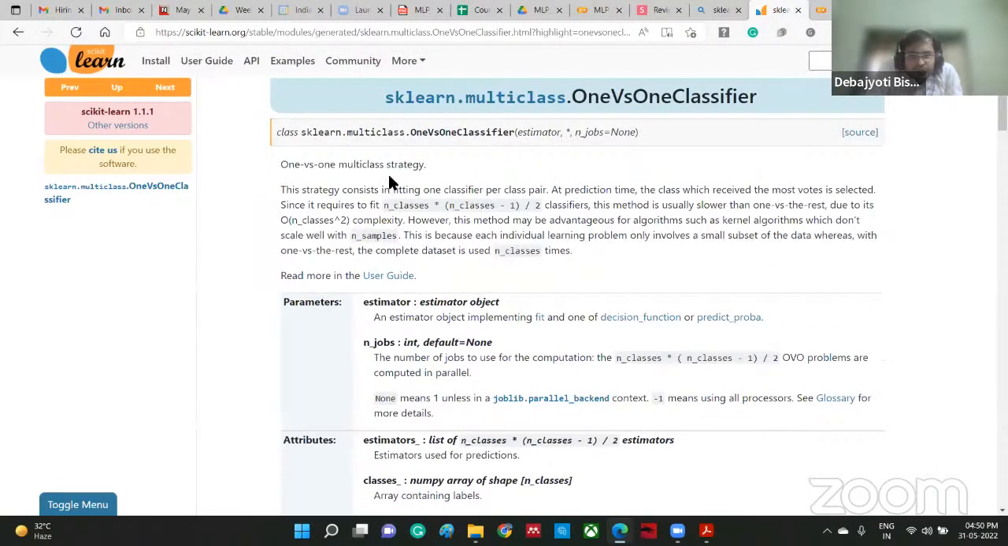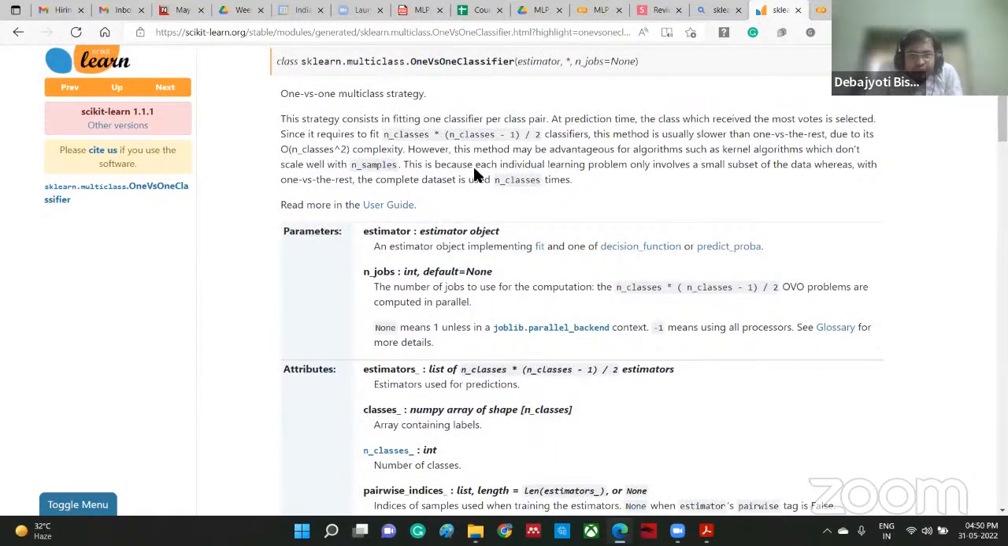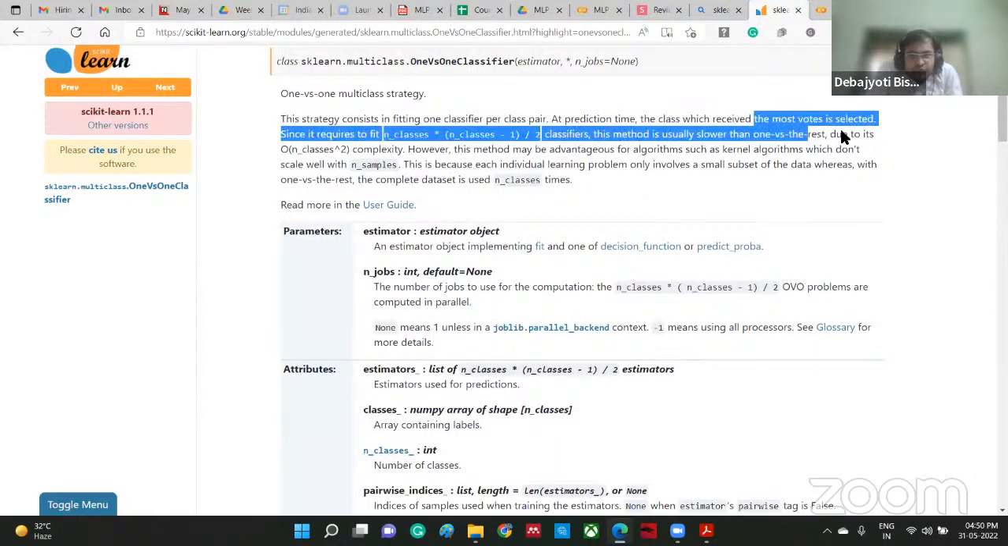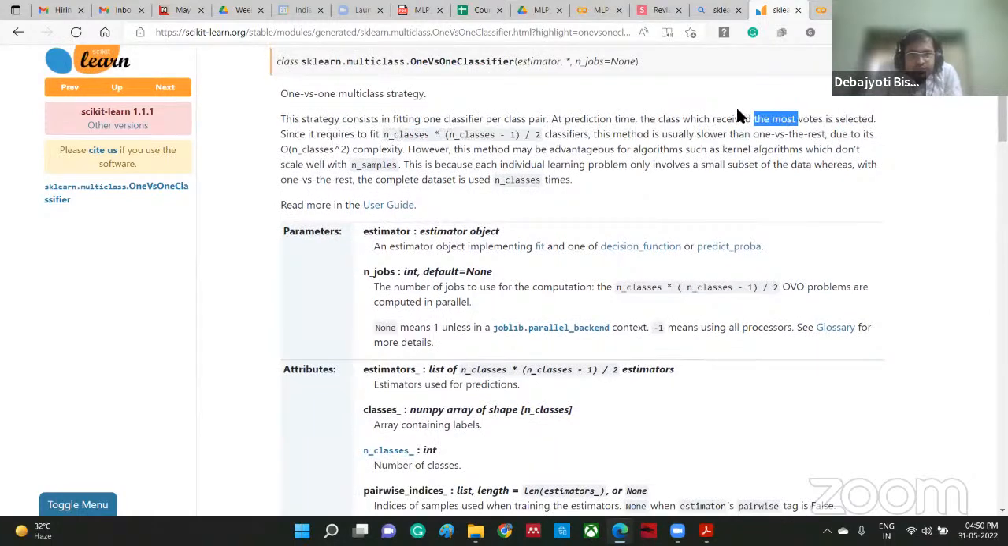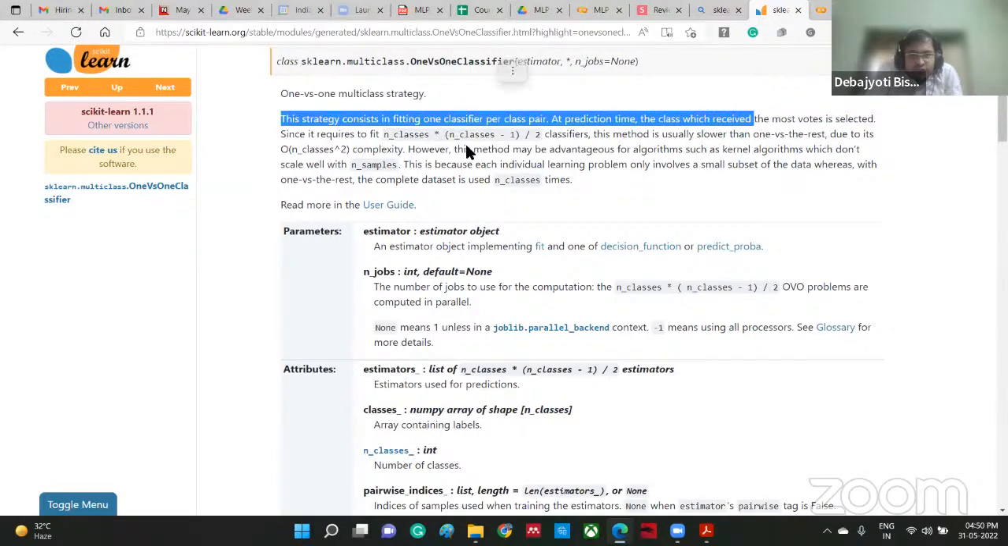Okay, so the 1 versus 1 multi-class strategy consists of fitting one classifier per class pair. At prediction time, the class which received the most votes is selected. Since it requires fitting n_classes times (n_classes minus 1) divided by 2 classifiers, this method is usually slower than 1 versus the rest due to its n_classes squared complexity.